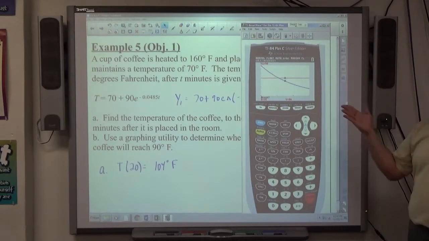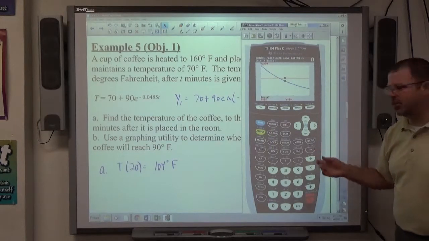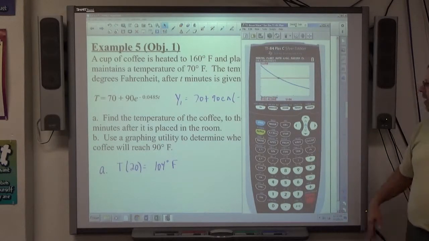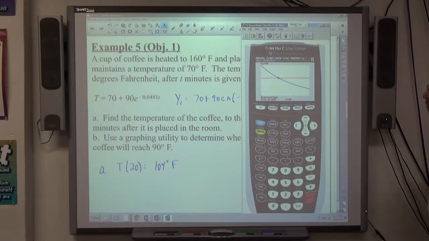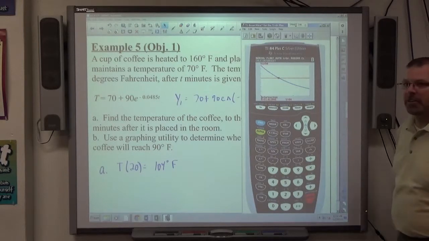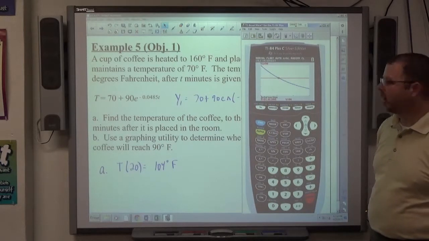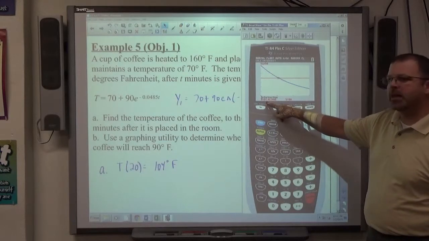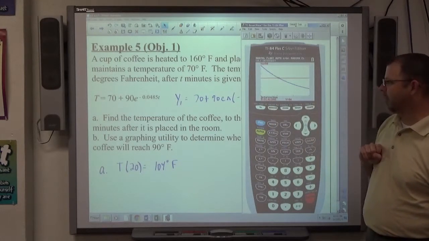Then it wants a guess. There's only one point of intersection also. It doesn't even matter what you guess. It's enter a third time, and it jumps right to it. Looks like 31.011905, comma 90. That's the point of intersection of that. X being the time, 31 minutes, and Y equals 90 being the temperature.